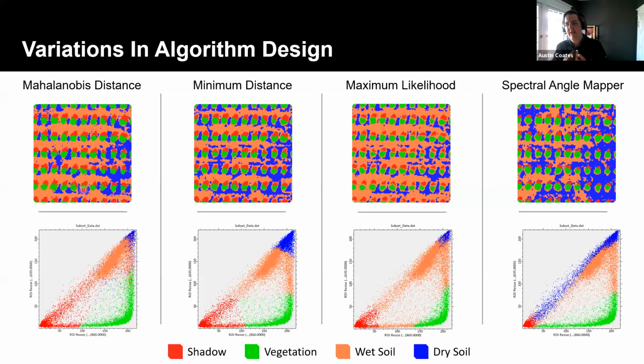So when I fed these into the machine, I gave it the exact same training examples, and then I just varied the algorithm I used. And you can see the results vary pretty drastically. I don't want you to necessarily say, oh, maximum likelihood did better in this case, or spectral angle mapper really got a lot of dry soil. It's more important to understand that the math behind the scenes plays a big role in the way the classification is performed and in your end results.